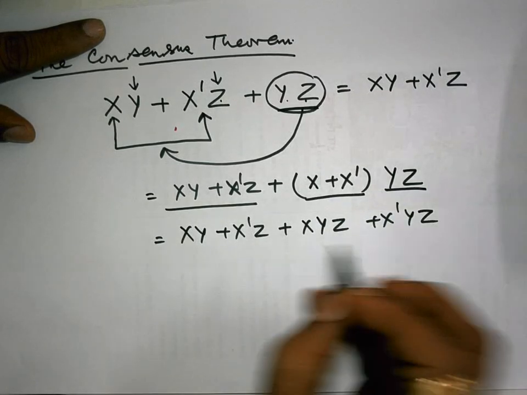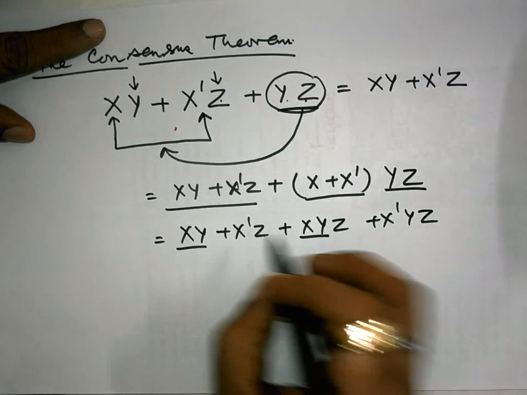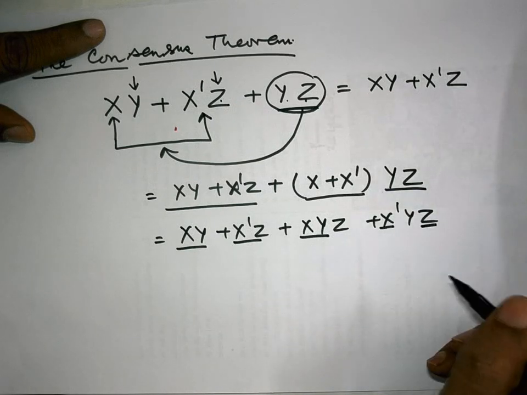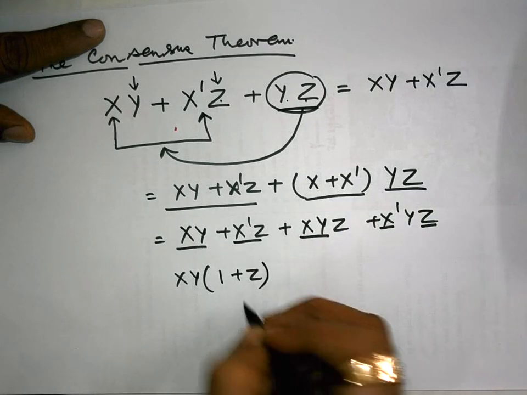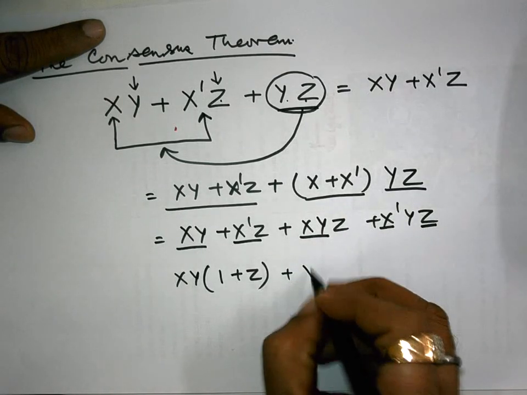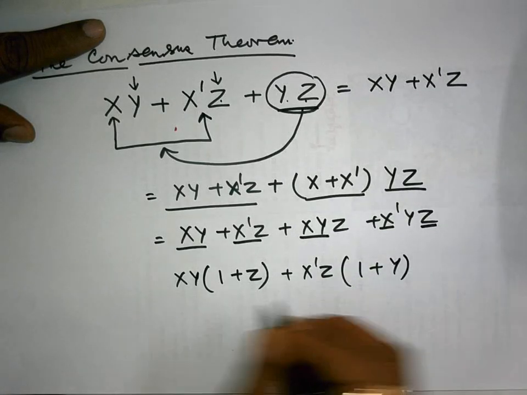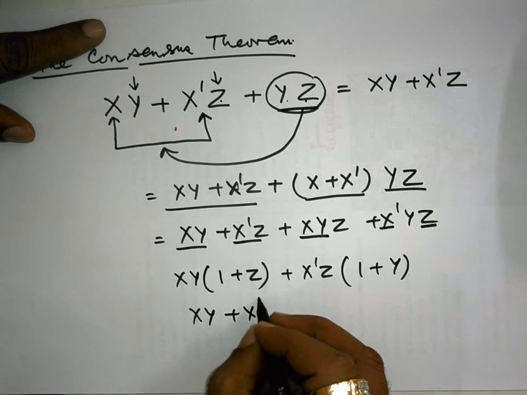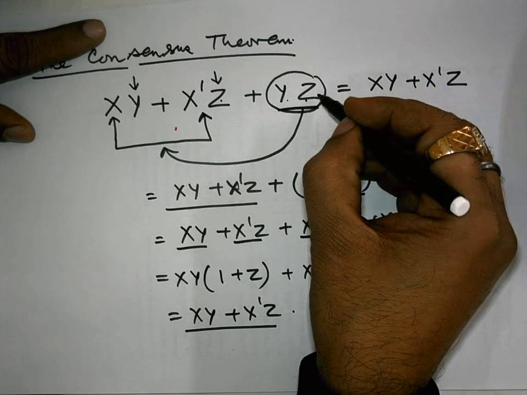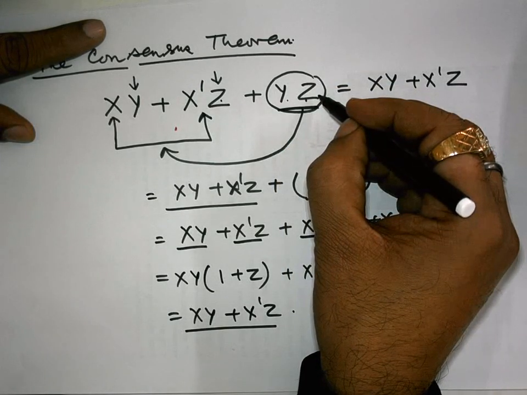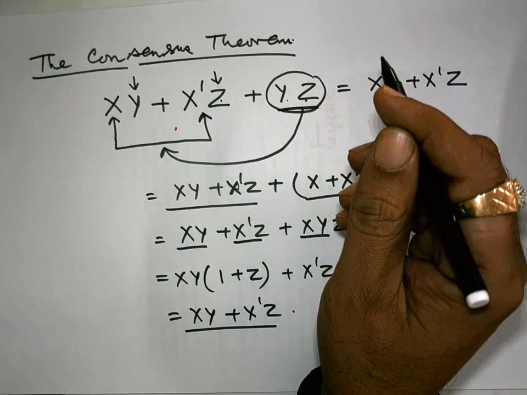Now you take xy common and x bar z common over here. So taking xy common gives 1 plus z, and x bar z gives 1 plus y. So xy plus x bar z. This term is eliminated. So this theorem is called the consensus theorem, and this is found very useful while solving Boolean expressions.